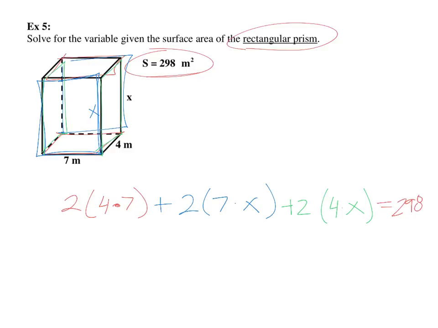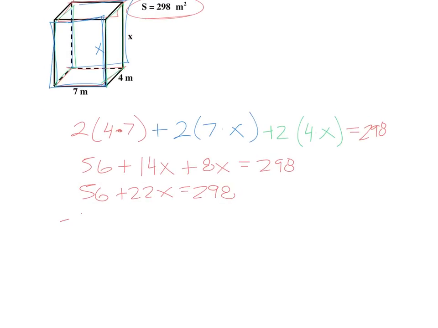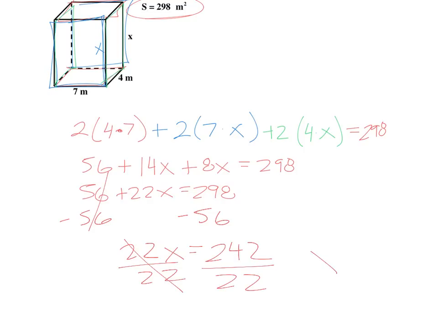So you just have to do a little bit of algebra to figure out what x is. 4 times 7 is 28. Then we have 56 plus 14x plus 8x equals 298. 56 plus 22x equals 298. We subtract 56. And we get 22x equals 242. Divide by 22. And I get x is equal to 11. That's all there is to it.